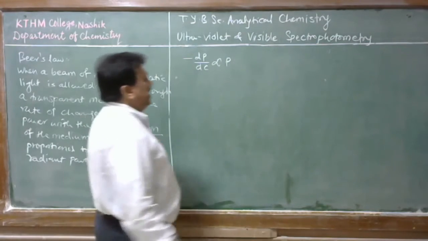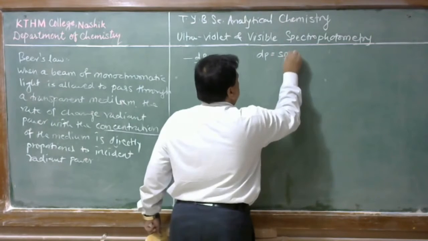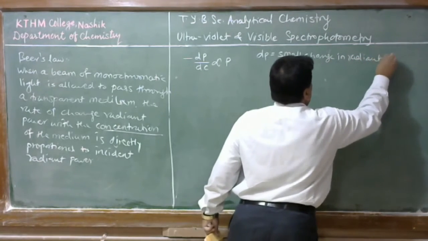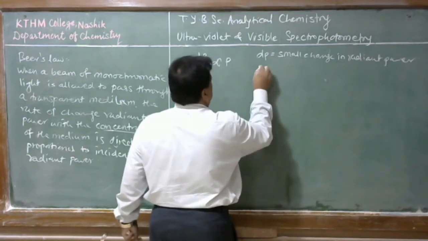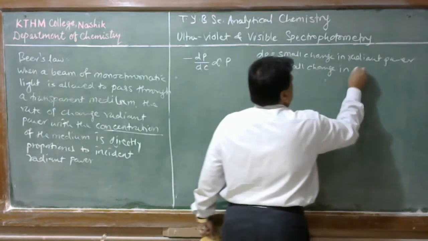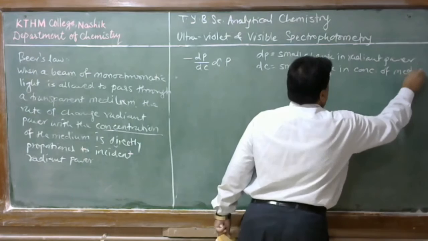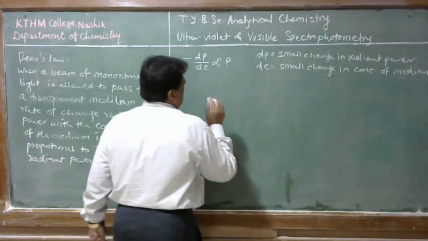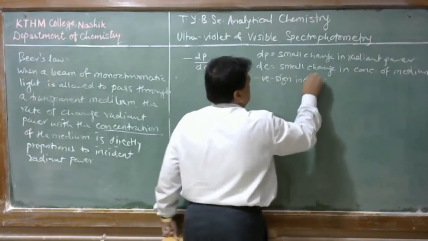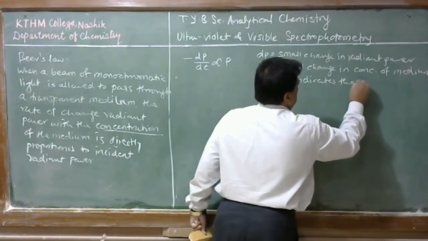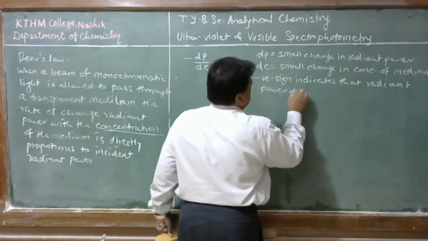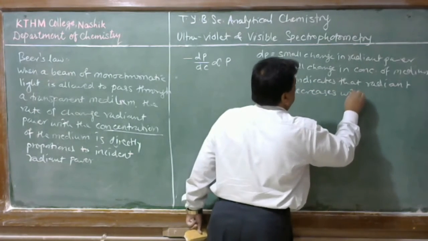Here dP is a small change in radiant power, dC is a small change in concentration of the medium, and the negative sign indicates that radiant power decreases with concentration.